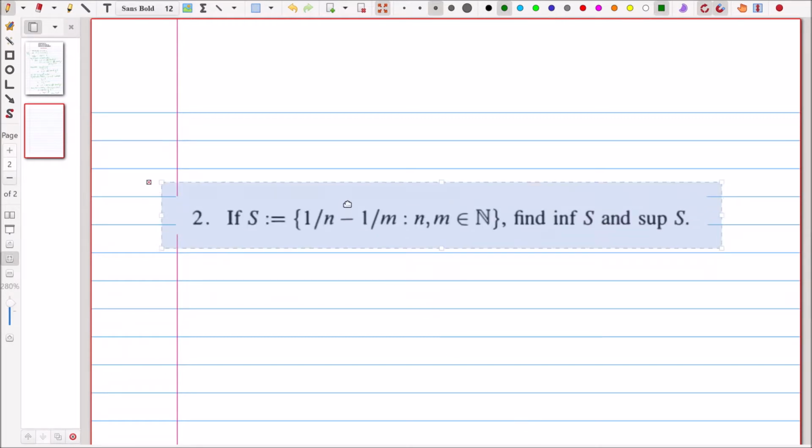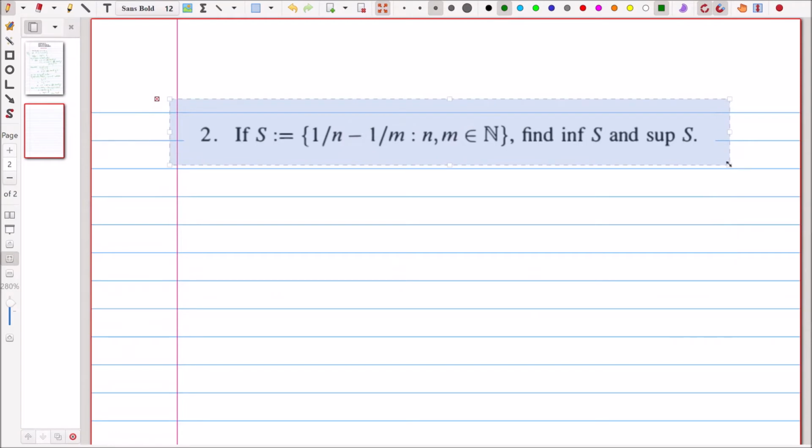Question number 2 is an extension of the first question. In the first question we had the set of the form 1 minus 1 by n, where n was any natural number. Now in this case we can vary n as well as m, so we can take different values for n and different values for m, and we have to find the infimum of S and the supremum of S. So let us start its solution.